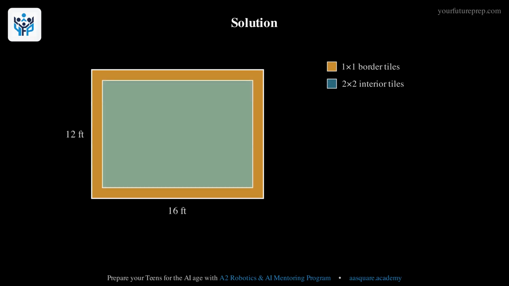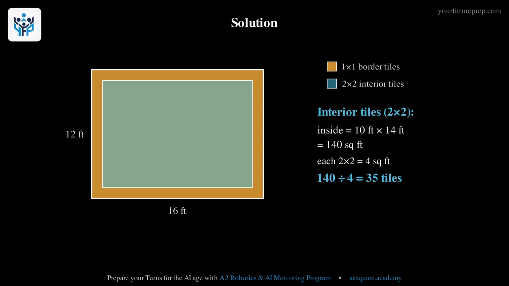Now the inside. Removing the 1 foot border from each side leaves a region 12 minus 2 by 16 minus 2, which is 10 feet by 14 feet. That is 140 square feet. Each 2 by 2 tile covers 4 square feet, so we need 140 divided by 4, which is 35 tiles.